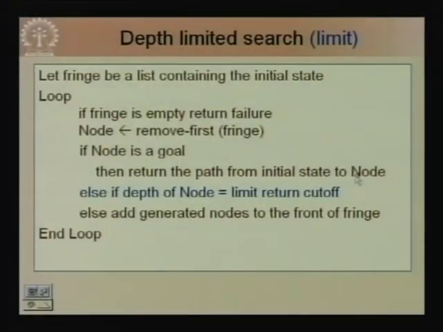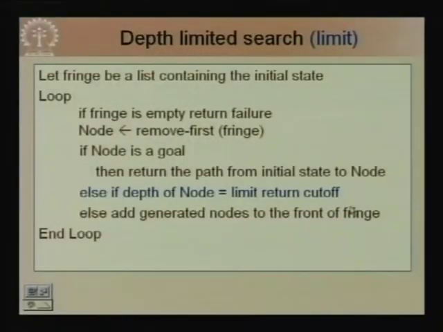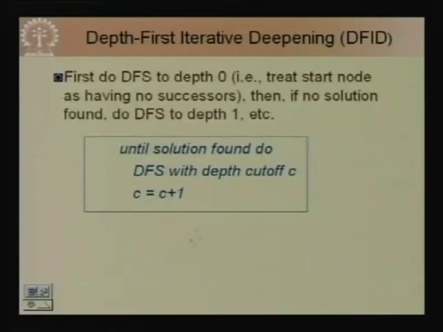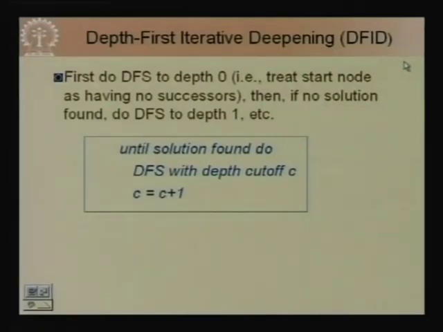So if we modify depth-first search by cutting off search at a limit, we get depth limited search, which takes as parameter a depth limit and does depth first search up to that limit. Now, if we choose a limit beforehand, a solution may not be found at that depth, and therefore we have a variation of depth first search which is called depth first iterative deepening search. The idea is that we do DFS up to a limit. If we don't find a solution, we increase the limit by 1 and continue.